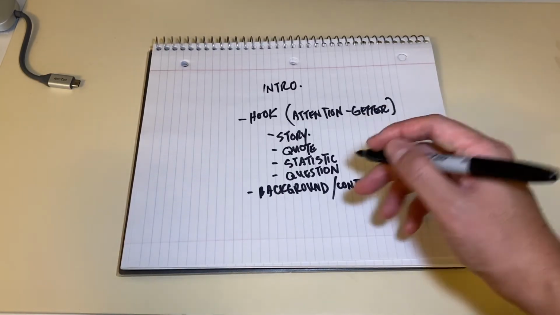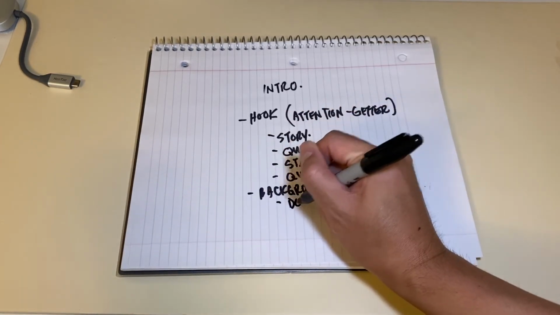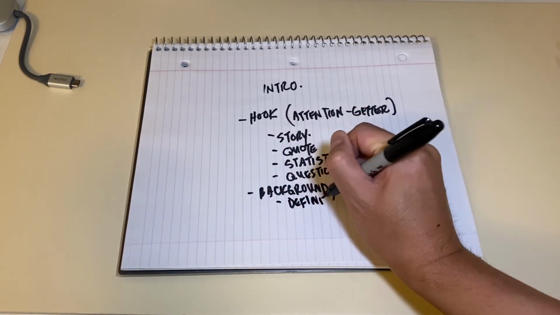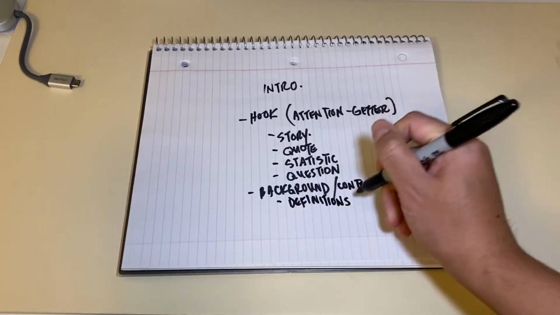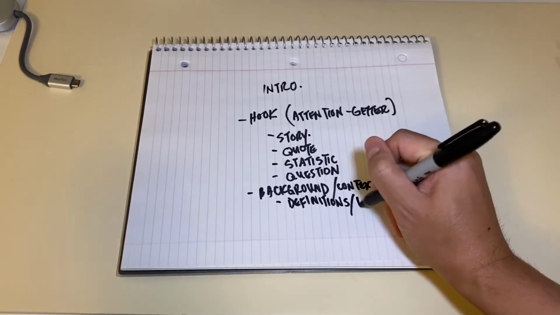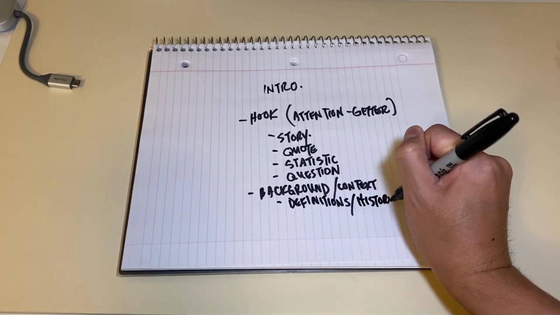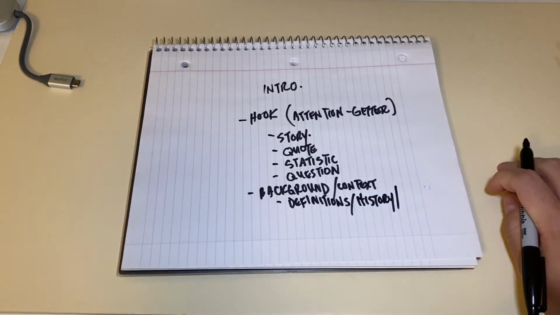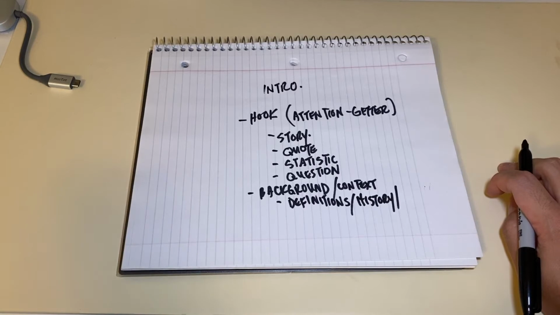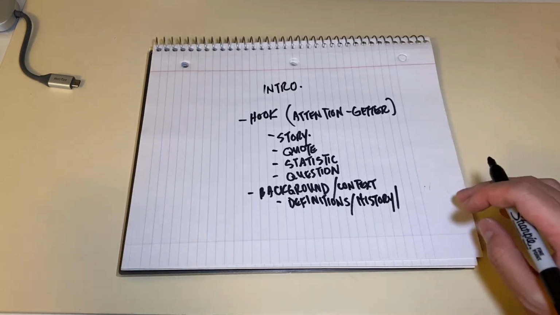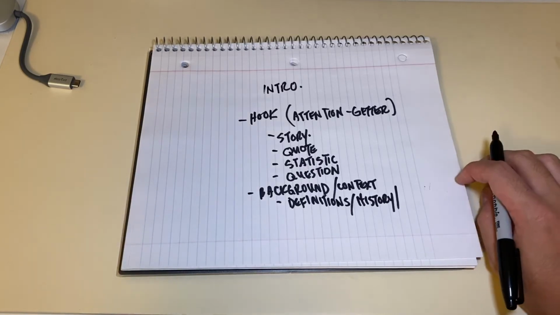So this is where you include things like key definitions for your paper so that you don't have to set them up later. This is where you give history. If you're writing a paper, say, about a particular kind of movement or about a particular kind of law in our society, well, this is where you would give that kind of background as it pertains to the rest of your argument you're setting up.